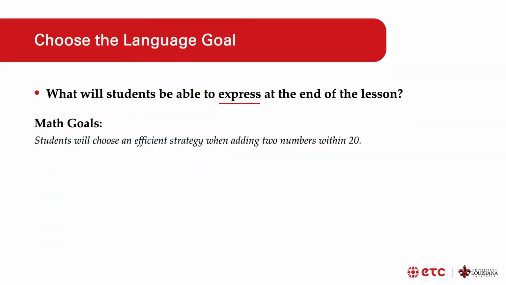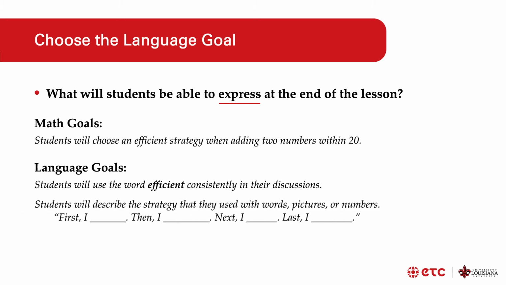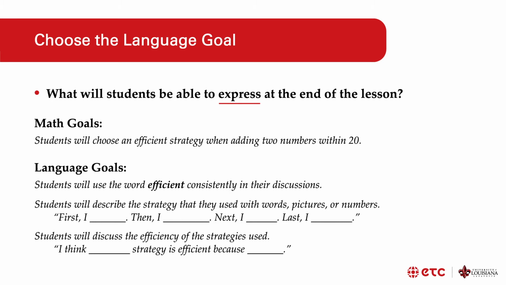So remember I said we're going to sneak in a revisit of the language goal step. So we're going to go back to the language goal step here, and we're going to think about the steps that we just went through. And so you can see here that I have revised my language goal, and it is now 3 goals. So my language goals now are that students will use the word efficient consistently in their discussions. Students will describe the strategy that they used with words, pictures, or numbers. And then they might use the sentence frame, first I, then I, next I, last I. And then my last language goal is students will discuss the efficiency of the strategies used.